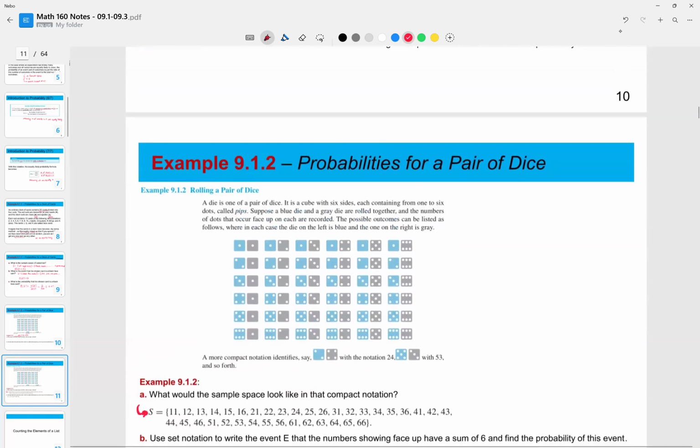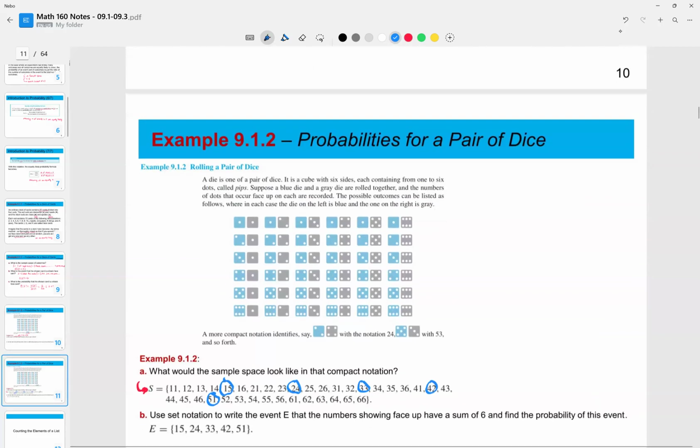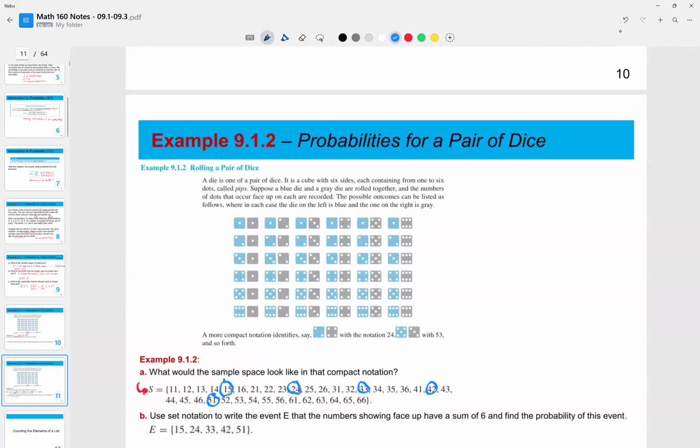So I already had the answer here. It's kind of annoying, but for part B, let's write the event where the numbers showing up have a sum of 6. Okay, well, let's just figure out how they would have to add up to 6. Well, this one's going to add up to 6. That one's going to add up to 6. That one's going to add up to 6. You kind of get the idea. And then that one. All right, 1, 2, 3, 4, 5. Did I get them all? I did. I got them all. Okay, cool.